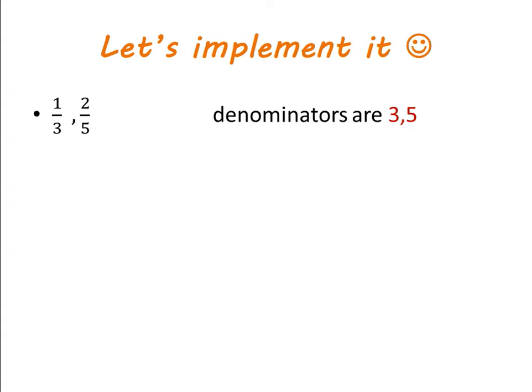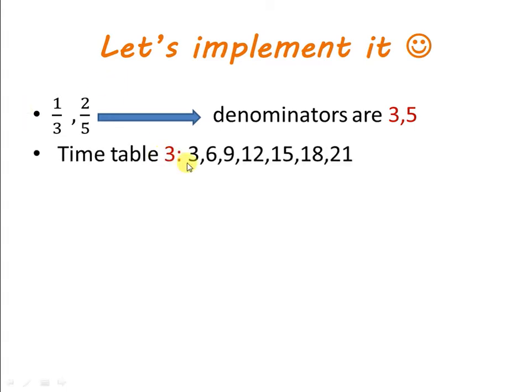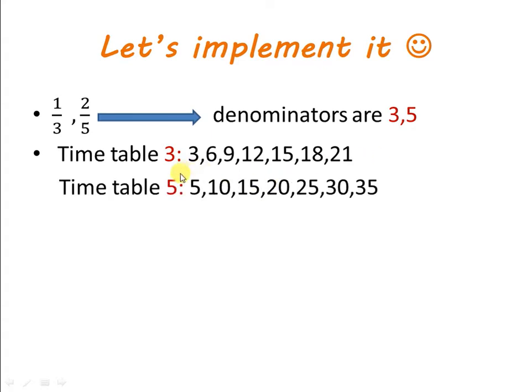If I have two different fractions, 1/3 and 2/5, and we need to find the common denominator of it. What are the denominators here? It's 3 and 5. So let's write timetable 3 and timetable 5. Timetable 3 is 3, 6, 9, 12, 15, 18, 21, 24, 27. Timetable 5 is skip counting by 5: 5, 10, 15, 20, 25, 30, 35, and so on.